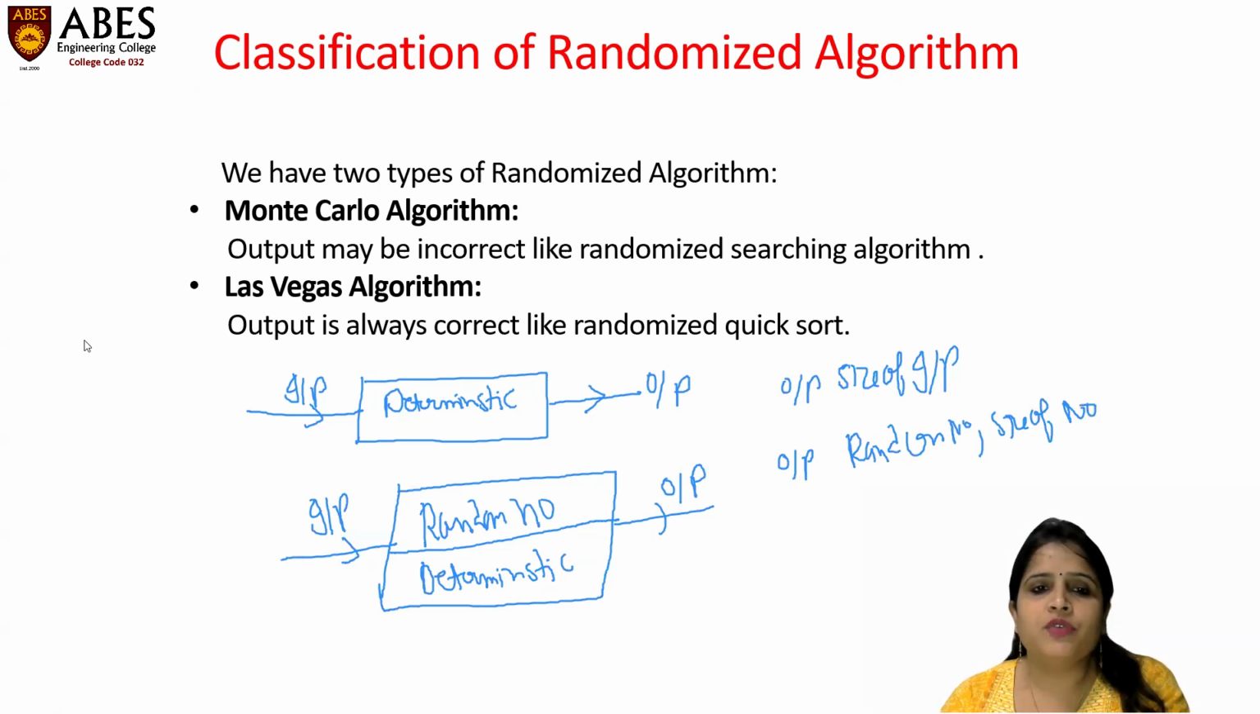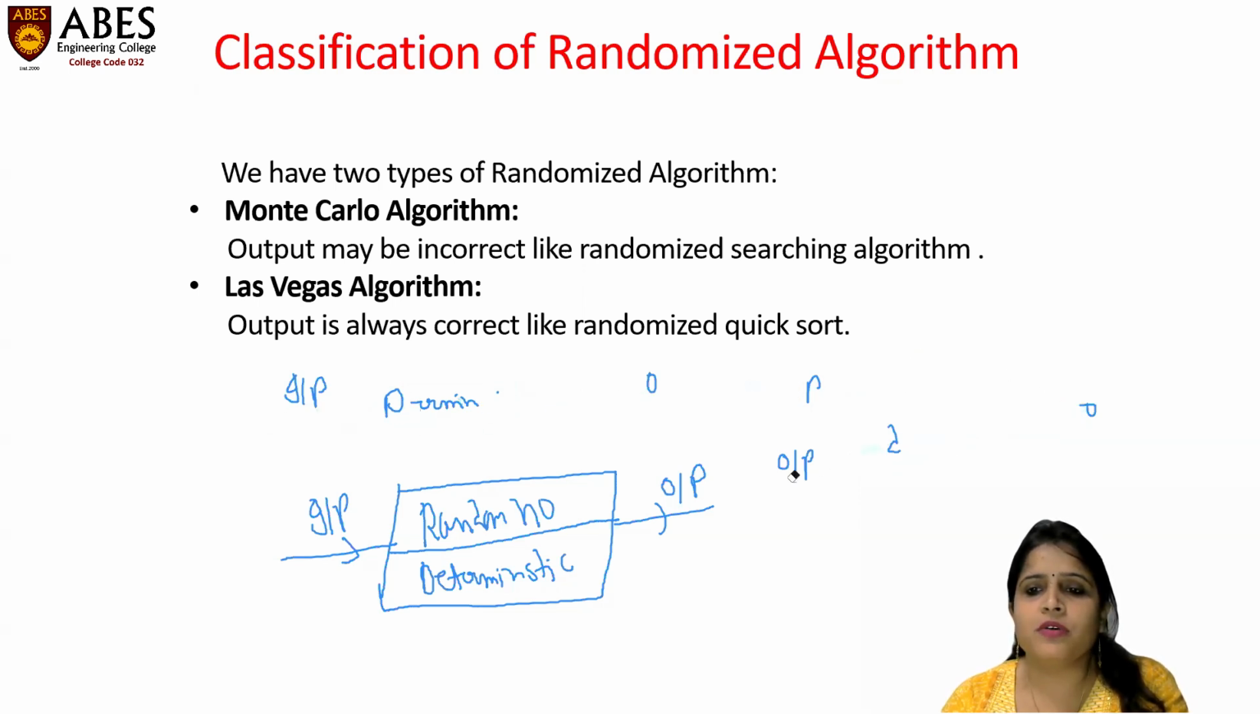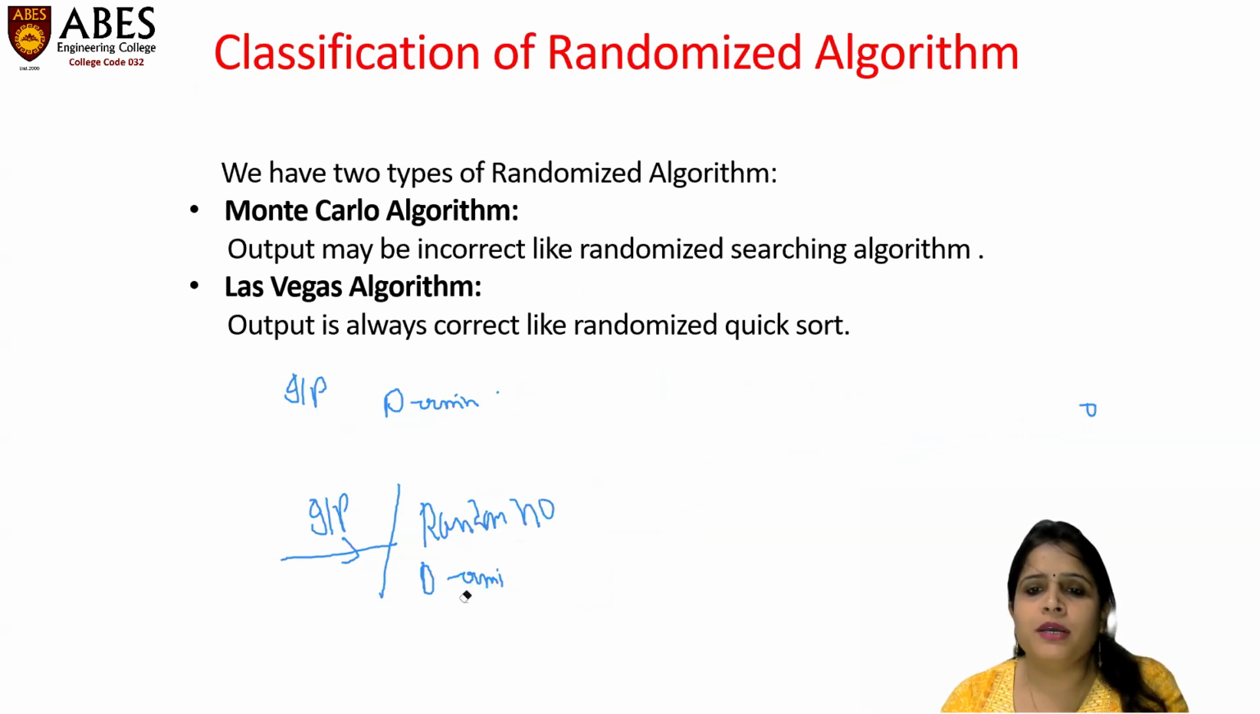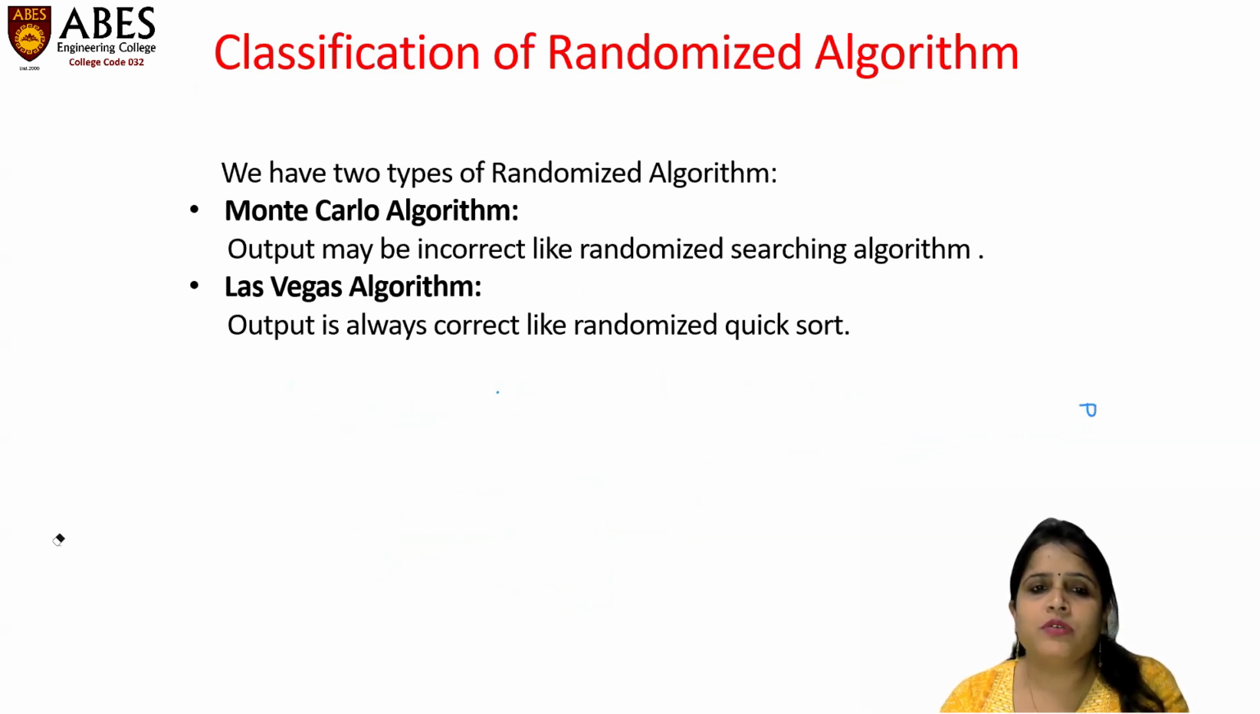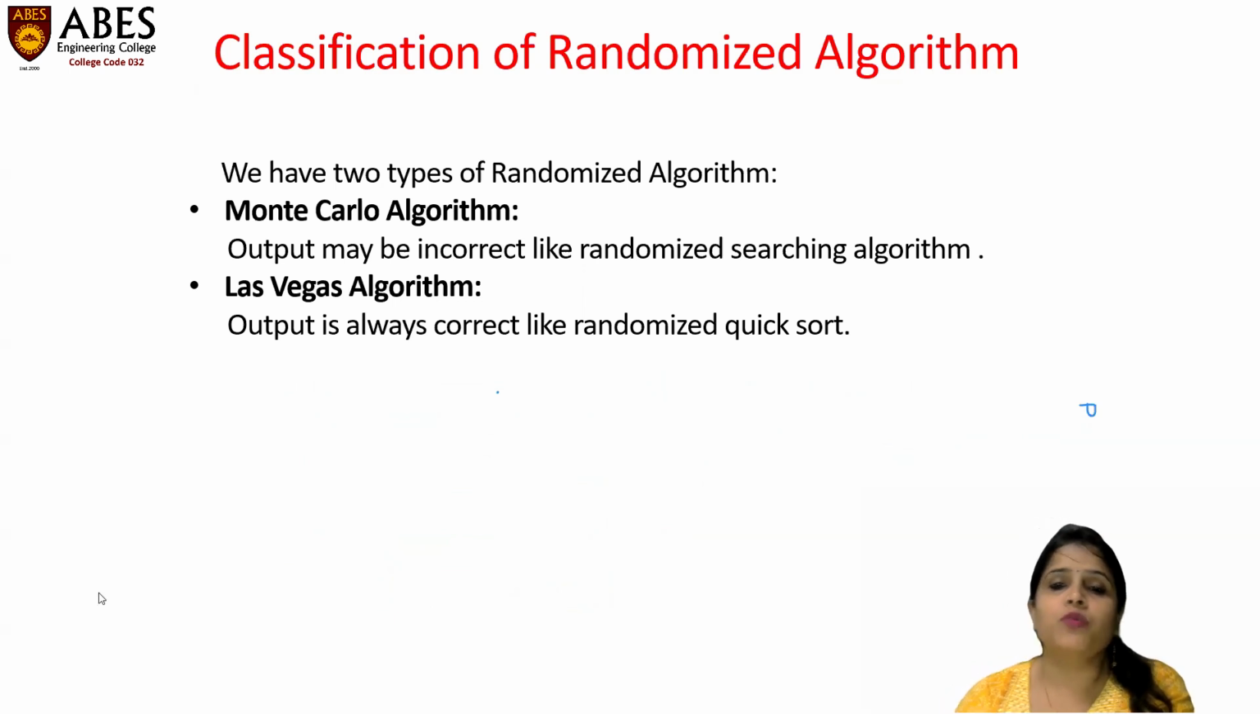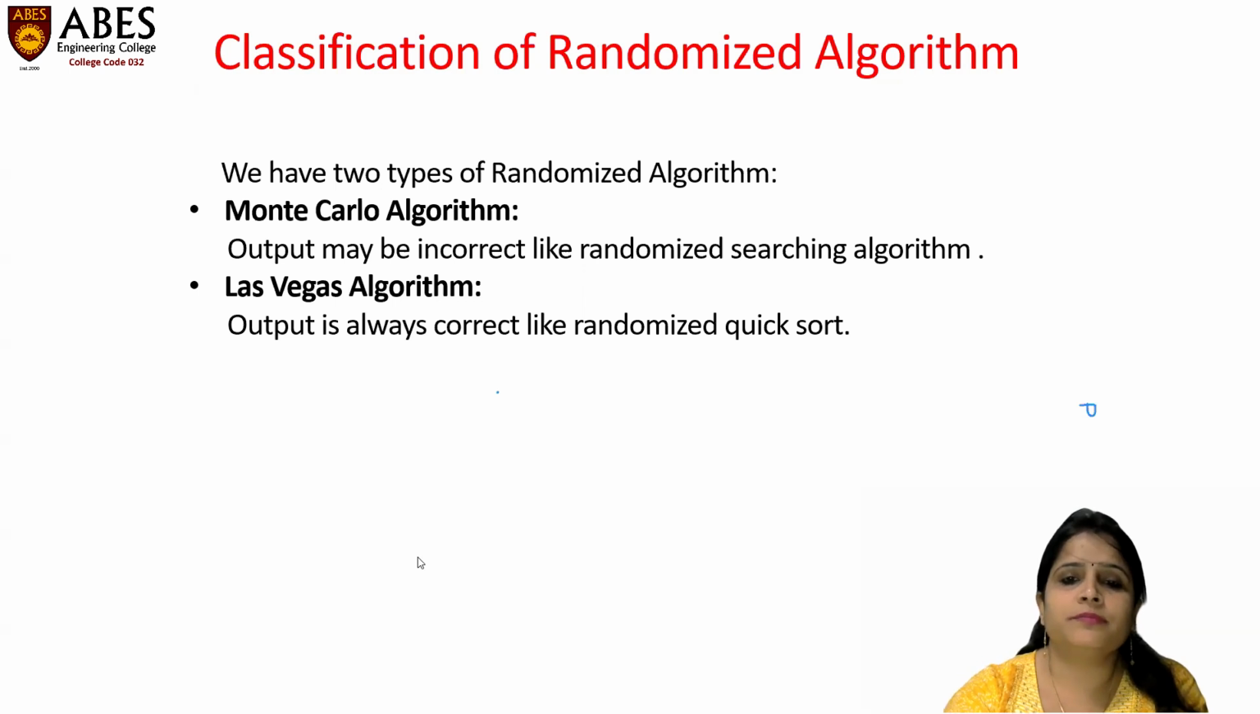Randomized algorithms are classified into two different categories. First one is the Monte Carlo algorithm. Second one is the Las Vegas algorithm. Monte Carlo algorithms are those algorithms whose output may be incorrect, for example, randomized searching algorithm. And Las Vegas algorithms are those algorithms whose output is always correct, like randomized quicksort. So to understand the concept of Monte Carlo and Las Vegas algorithms, first we'll discuss Monte Carlo with the help of the randomized searching algorithm, and after that we'll discuss Las Vegas with the help of the randomized quicksort algorithm.